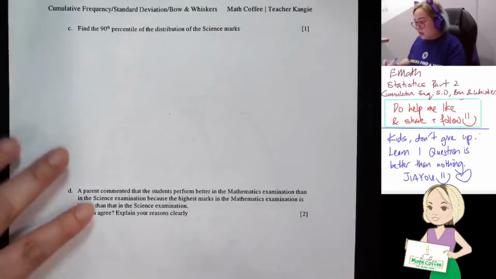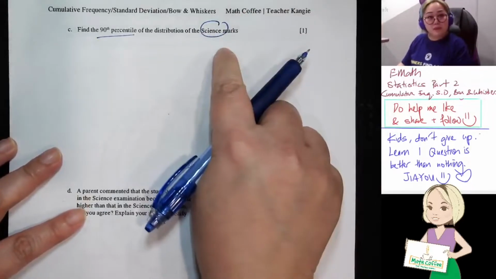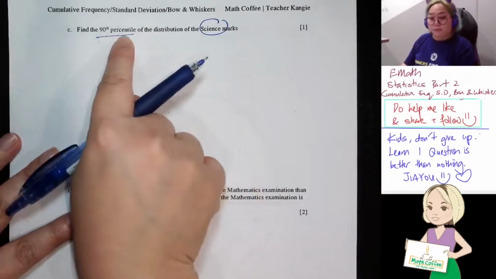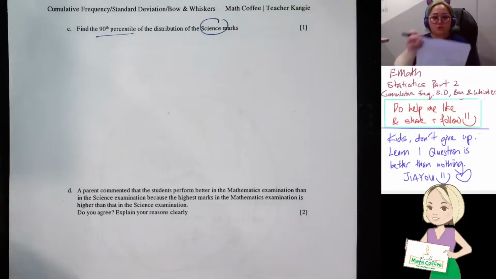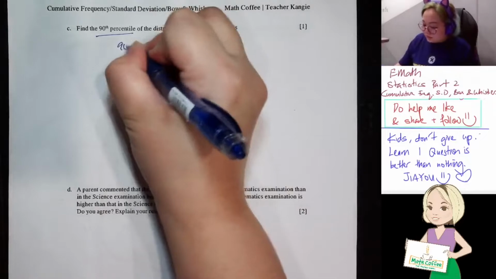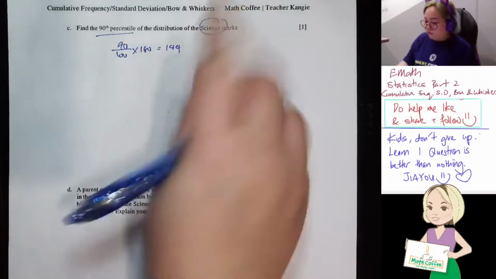Next. Now they say find the 90th percentile science mark. Actually very easy one. 90th percentile means I just need to find 90%. Remember my median I take 50%. Upper quartile I find 75%. Lower quartile I find 25%. 90th percentile simply find 90%. And 90% of what? So you will take 90% of 160 students. We are talking about 144.